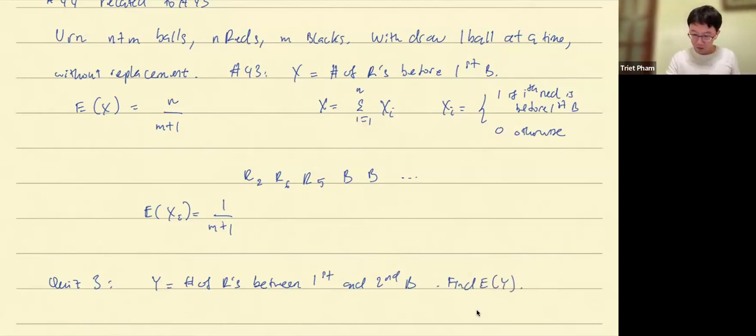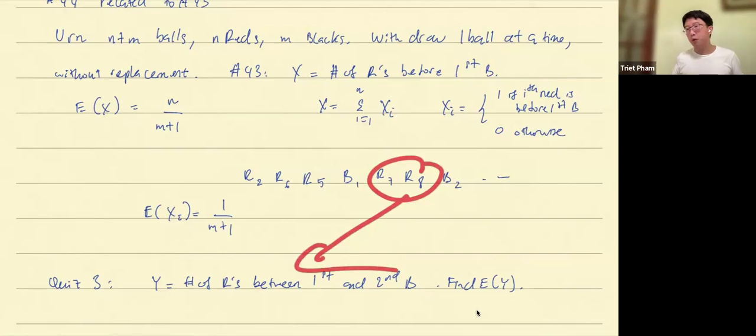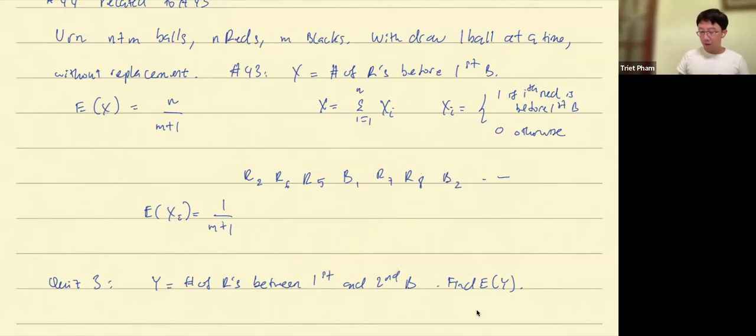And so, for example, if it literally looks like this, then the number of reds between first and second black would be 0, right? The way I draw it. But supposedly, let's say, like that, then there'll be 2 red balls in between the first 2 blacks, for example. But in general, how many do we expect in between the first and second black? And why?